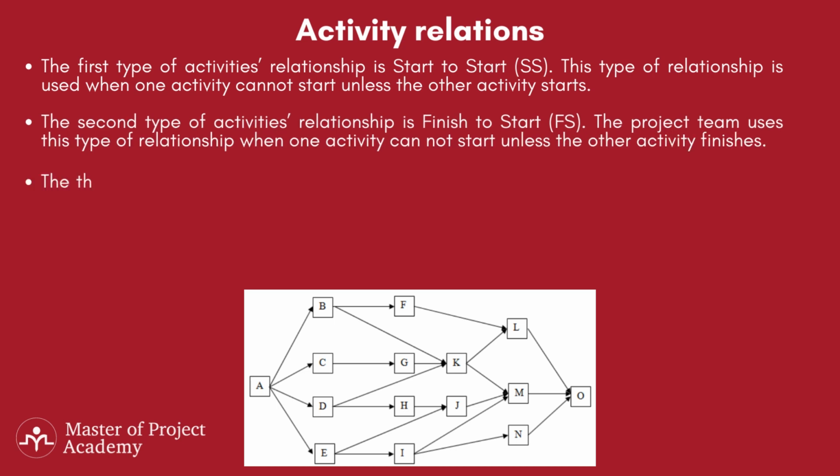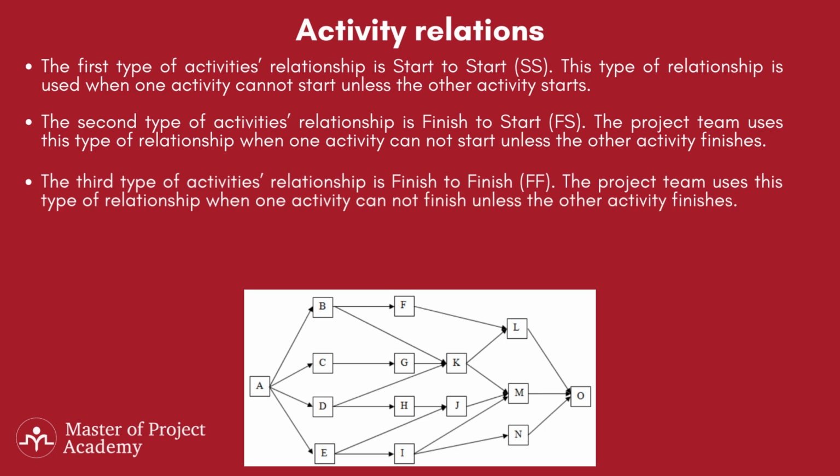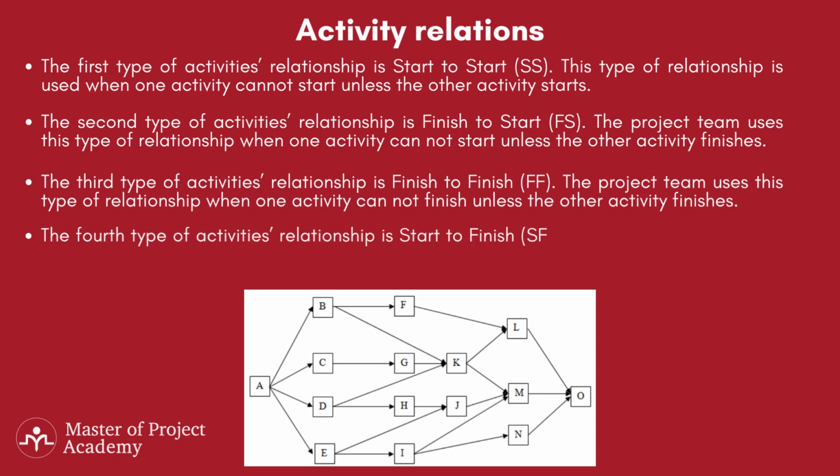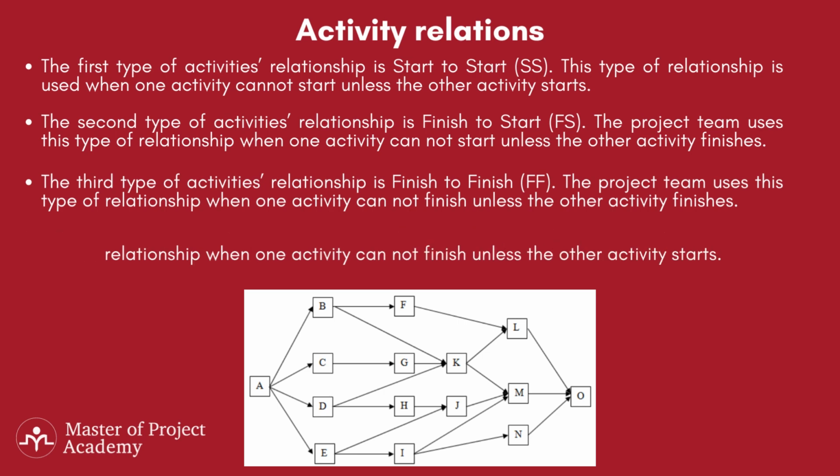The third type of activities relationship is finish to finish. The project team uses this type of relationship when one activity cannot finish unless the other activity finishes. The fourth type of activities relationship is start to finish. The project team uses this type of relationship when one activity cannot finish unless the other activity starts.